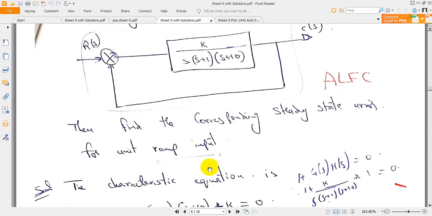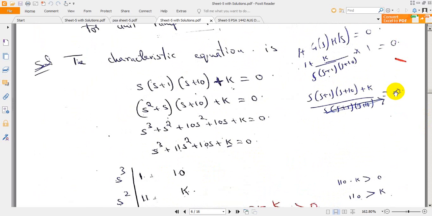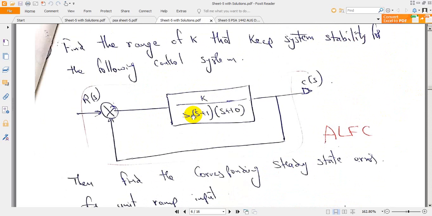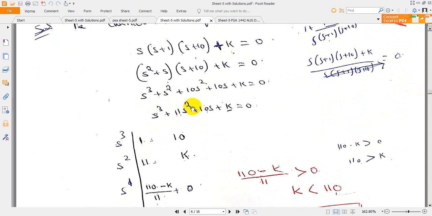1 plus, if you elaborate this, simply see, 1 plus k by s into s plus 1 into s plus 10 is equal to 0. If you elaborate this, you will get this equation. How? Simple, you will get s into s plus 1 into s plus 10 plus k divided by s into s plus 1 into s plus 10 is equal to 0, and this denominator can be moved to this side. Finally you will get s into s plus 1 into s plus 10 plus k.